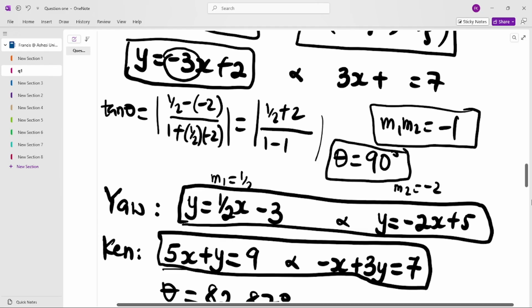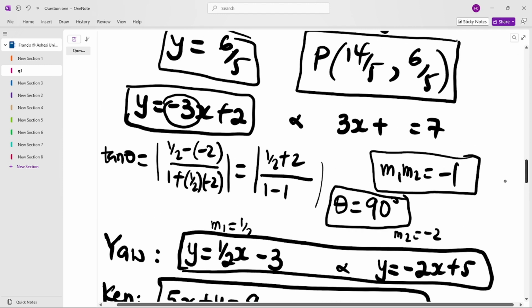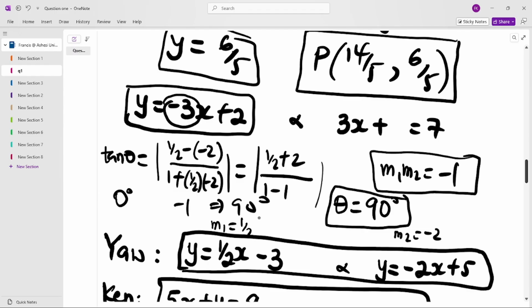I think I didn't specify it now on that. So when you have the gradients, check if they are the same. If they are the same, then the angle is just 0 degrees. If they are perpendicular, meaning the product of the two is -1, then the angle is just 90 degrees. So you don't even do any calculation there.